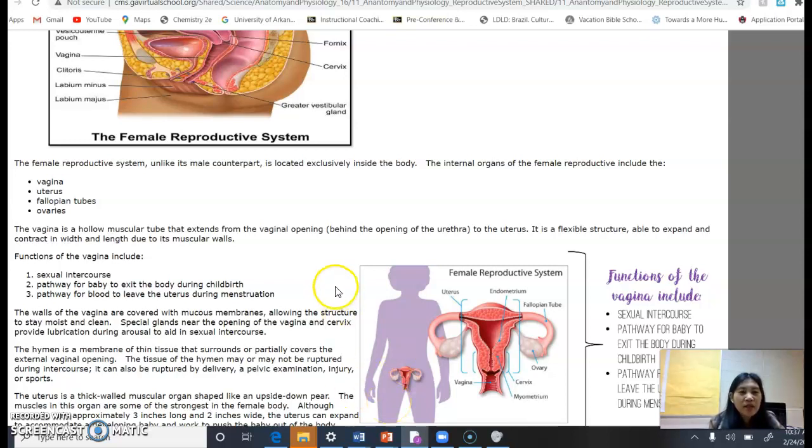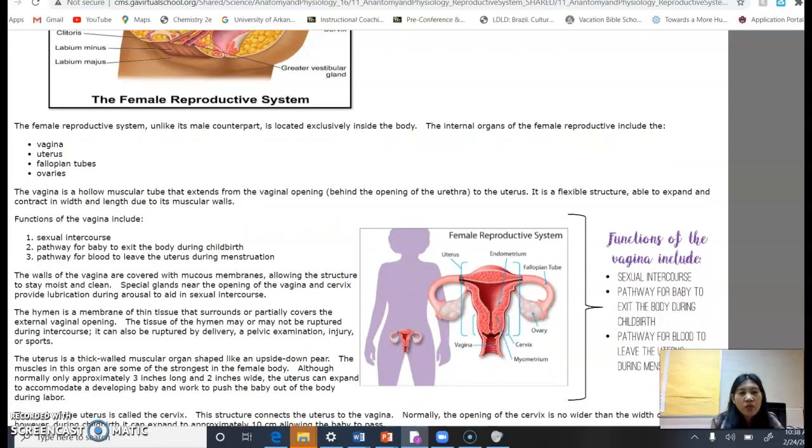The hymen is a membrane of thin tissue that partially covers the external vaginal opening. The hymen may or may not be ruptured during intercourse, but it can also be ruptured by delivery, pelvic examination, injury, or sports.